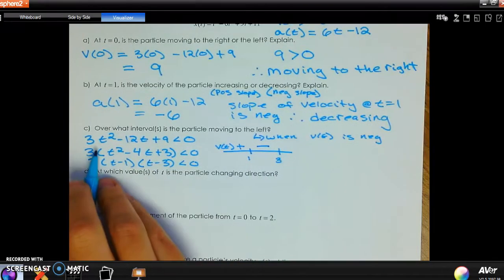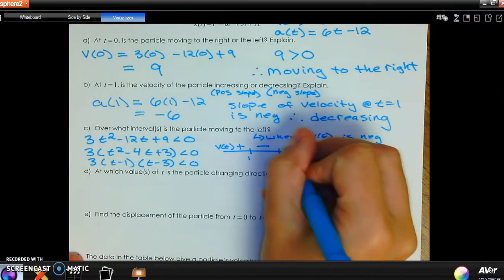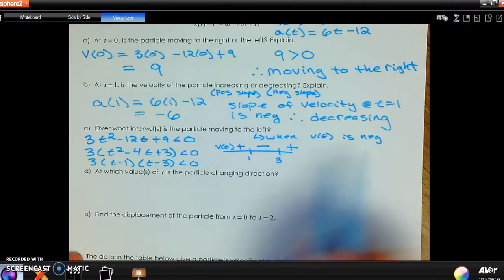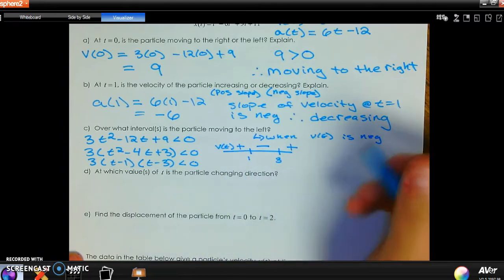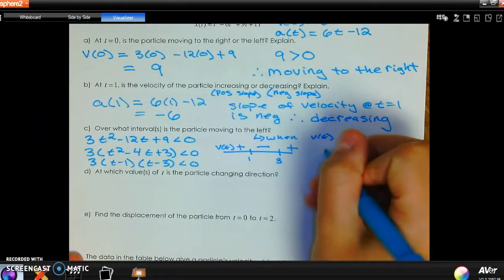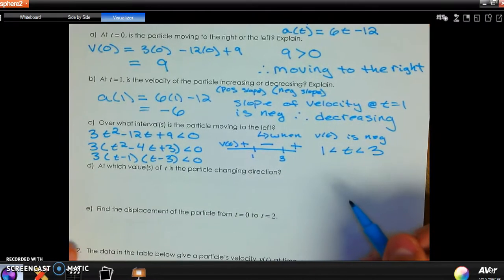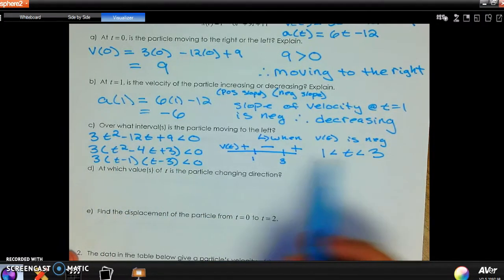And then if you plug in a number bigger than 3, like 10 squared, that's going to be 300. So that's definitely going to be positive over there. So when is it moving to the left? When the velocity is negative. It looks to me like the velocity is going to be negative between 1 and 3. So you would write that as 1 < t < 3 is when the velocity is negative there. And again, I'm answering the question over what intervals, so that's a time, and there's my answer.